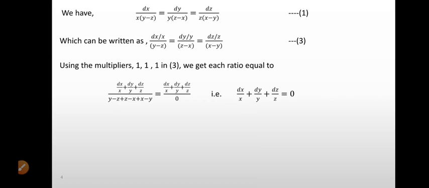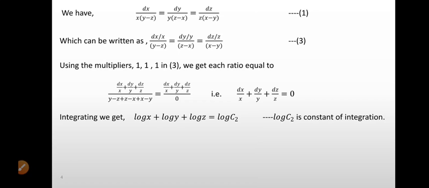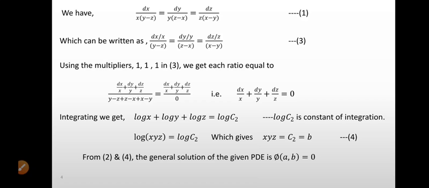So this gives us dx by x plus dy by y plus dz by z equal to 0. Integrating both the sides, we get log x plus log y plus log z equal to log c2. Applying laws of logarithm, LHS can be written as log of xyz equal to log c2. Taking antilog on both the sides, we get xyz equal to c2. We can call this as b, one more constant. So from result number 2 and 4, we can write the general solution of the given PDE as phi of (a, b) equal to 0, that is phi of (x plus y plus z, xyz) equal to 0. So this is the required solution of the given partial differential equation.